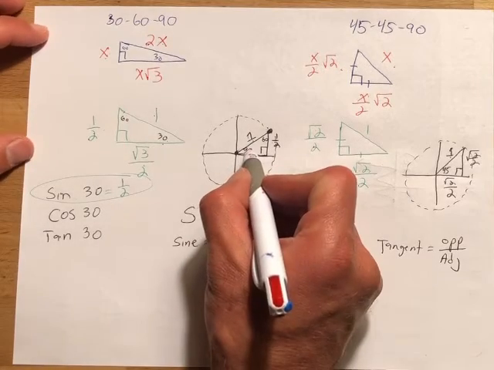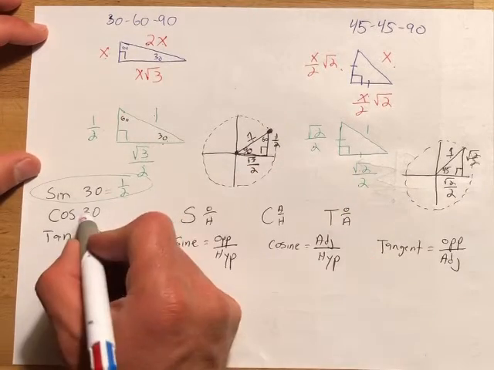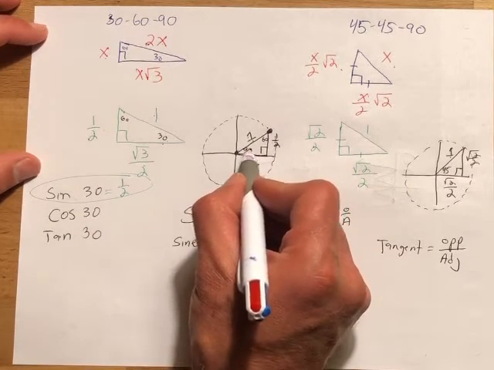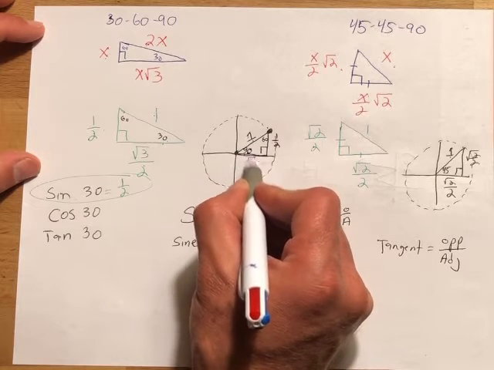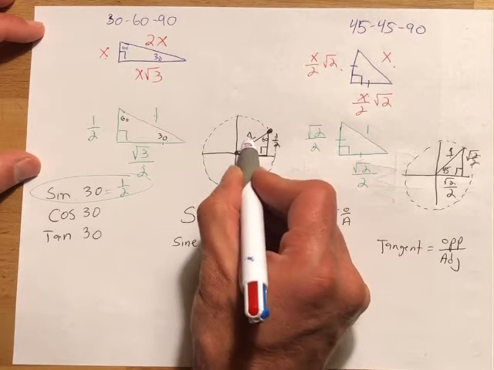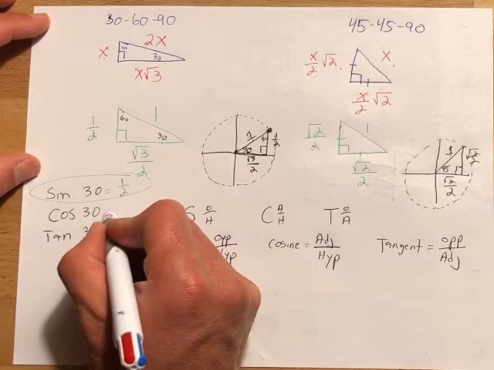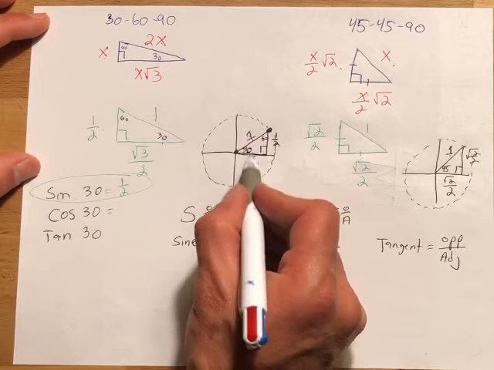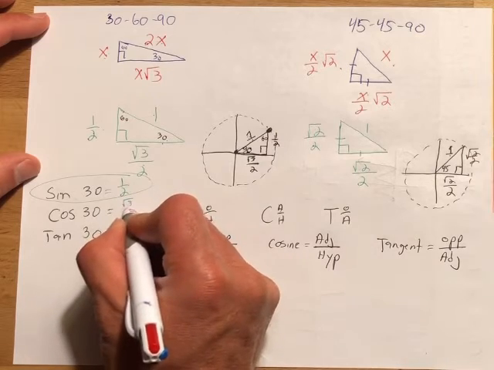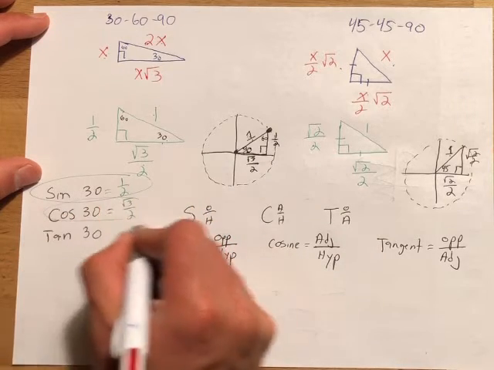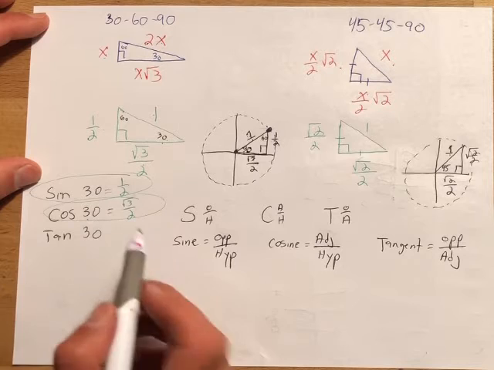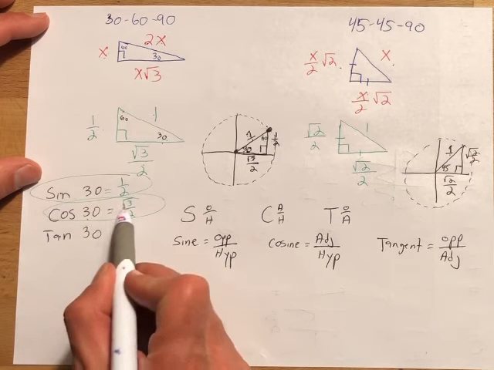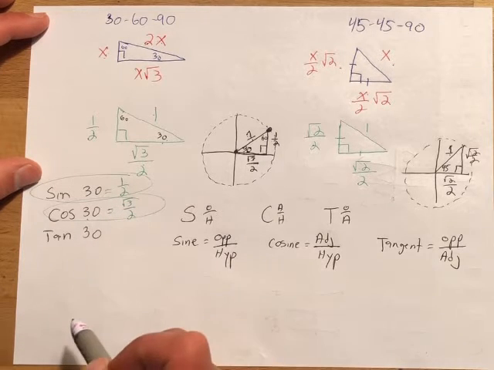If I were to ask you what's cosine of 30 degrees? Cosine in this triangle is adjacent over hypotenuse. Root 3 over 2 over 1, because adjacent over hypotenuse is root 3 over 2. So if you were to plug cosine of 30 into your calculator, it would give you the exact same answer as whatever square root of 3 divided by 2 is.